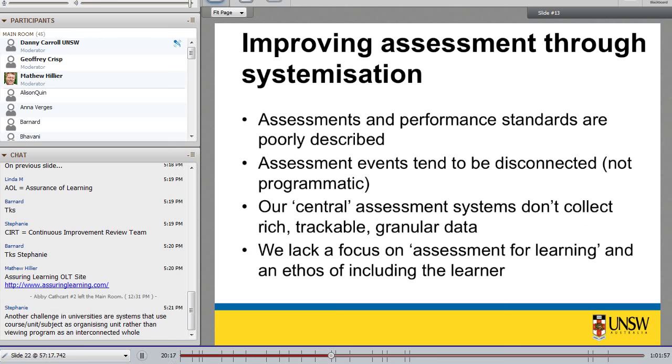So one of my big themes in my work is trying to improve assessment through systemization. Assessment is very disconnected. We tend to describe it very poorly. We certainly don't collect it with enough granularity. And then I don't think we tie assessment design enough to assessment for learning. And we certainly don't track it or present it back to students as well as we could. So I think they're the sorts of things we have to do better in the future.